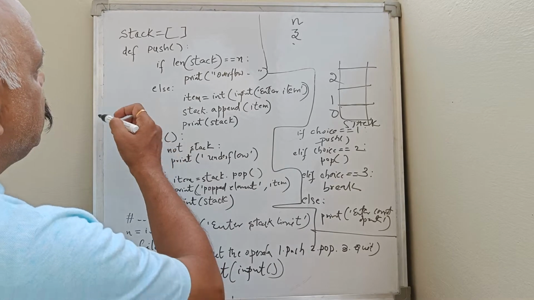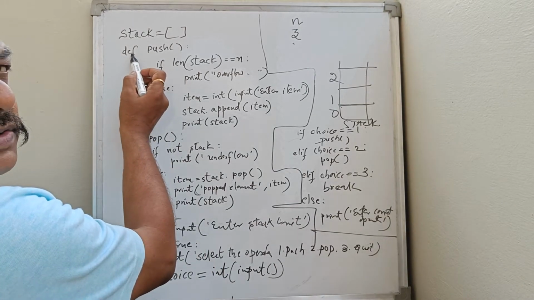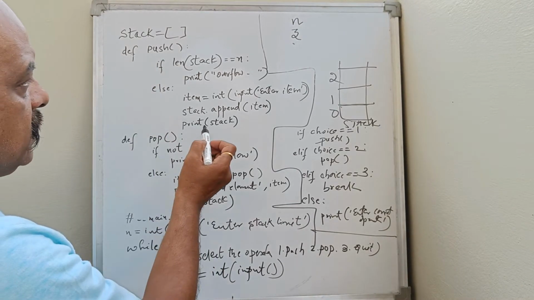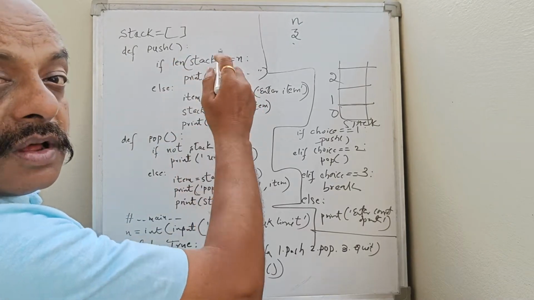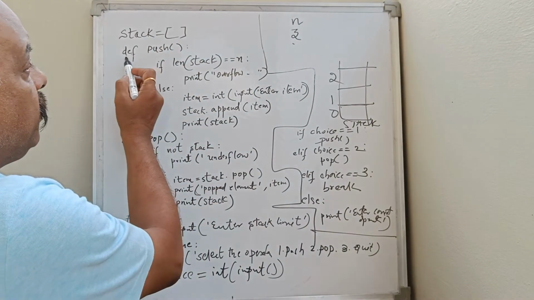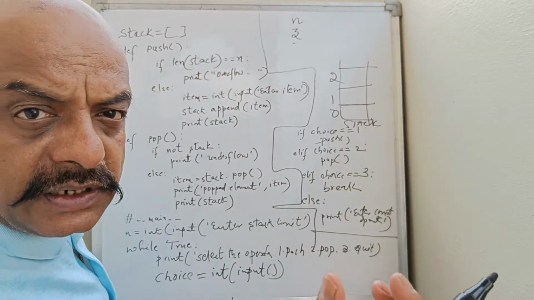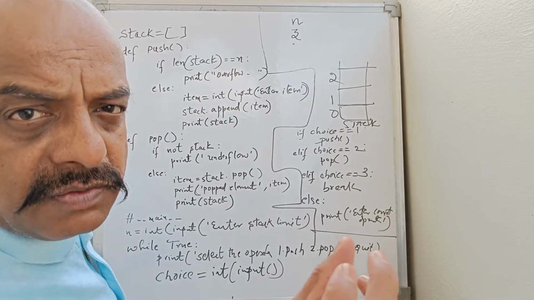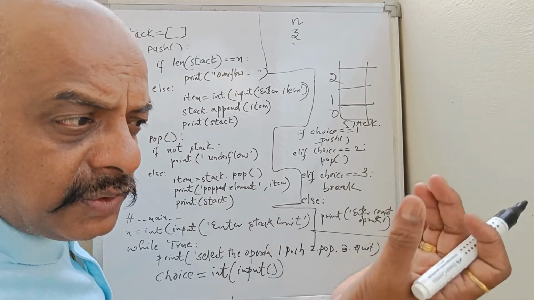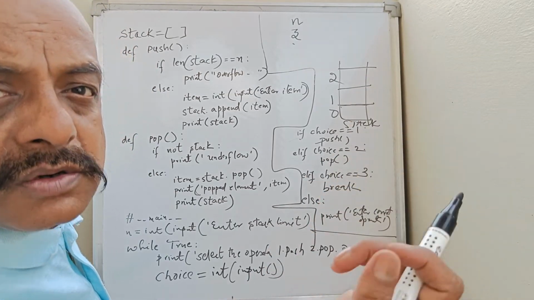Automatically control transfers here. def is a keyword, then the function body. This is a function definition for the push operation. So def is a keyword, push is any name, followed by a pair of parentheses and a colon. That indicates a function, followed by a colon, followed by all the statements that belong to push.